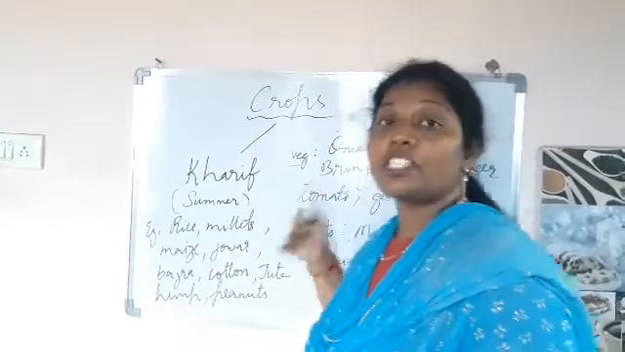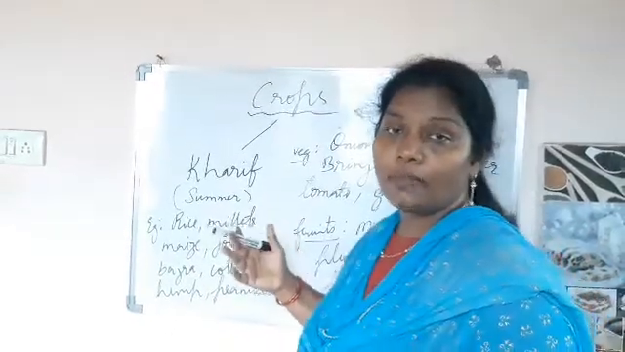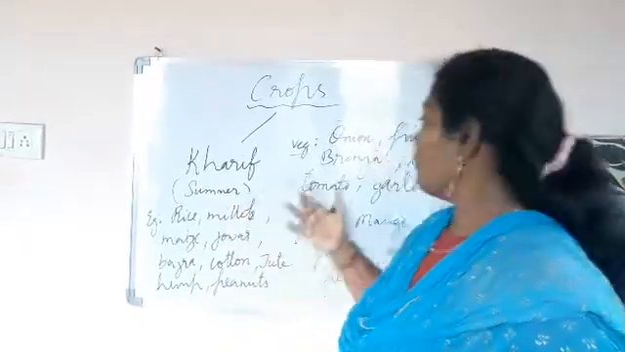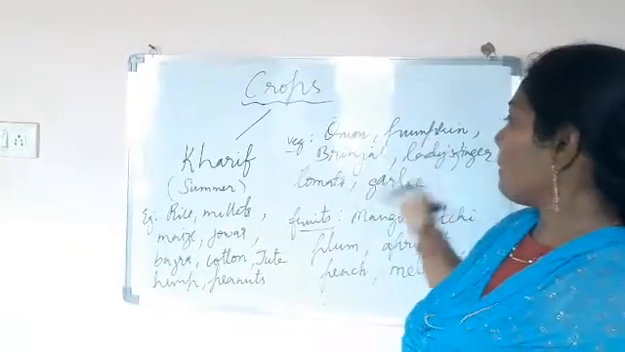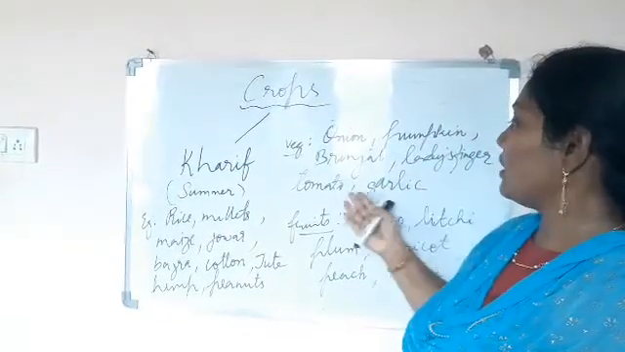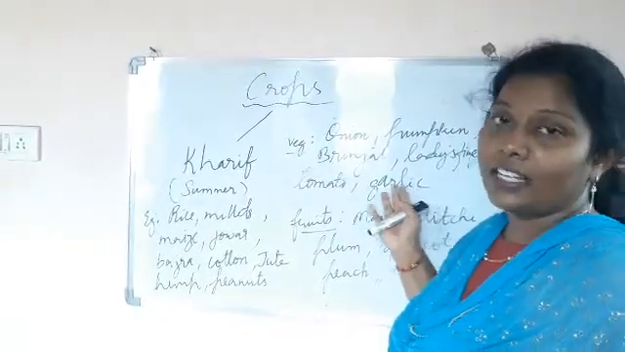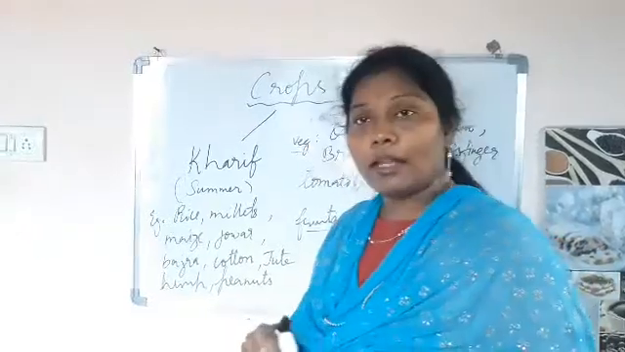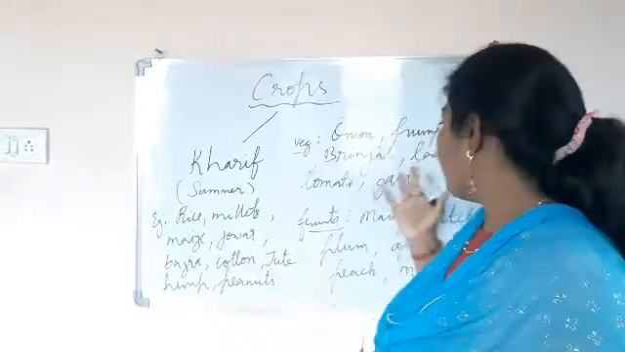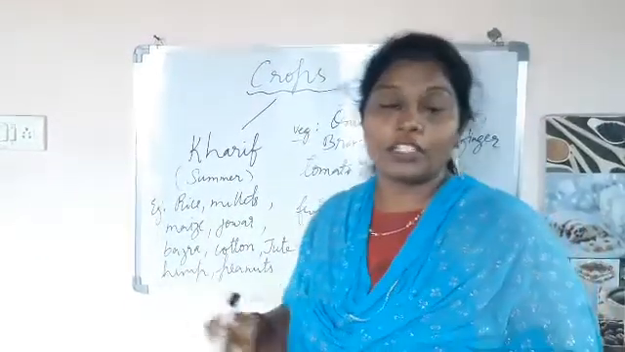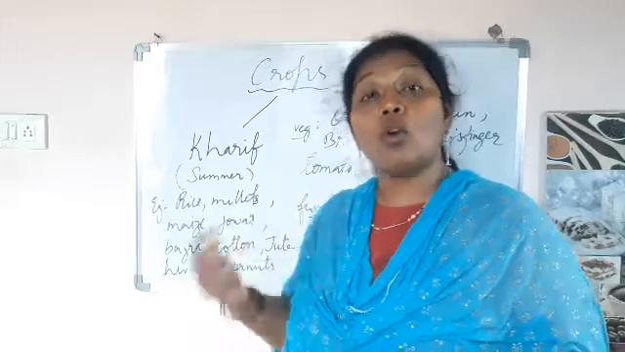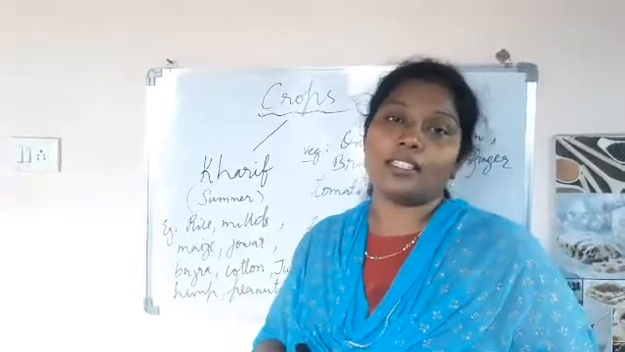And we see the vegetables. What kind of vegetables do we find in the Kharif season? See, the onions, pumpkin, brinjal, lady's finger, tomato and garlic. Now you will get it out. Madam, all through the year we are getting the brinjal and lady's finger and tomato. Yes. But the produce is more when compared to the other season.